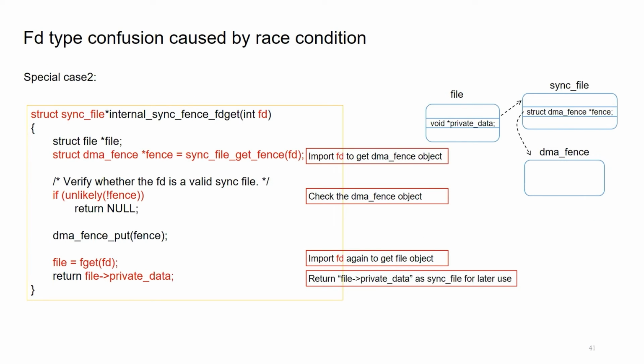And the second issue is like this. There is a sync file FD passed from user space, and the function imports the FD for the first time to get the DMA fence object. It will check the DMA fence object to make sure it's valid. And then the function imports the FD for the second time. And the private data of the file object is returned as a sync_file object for later use.